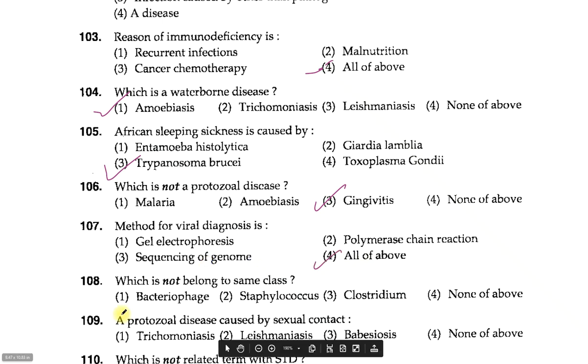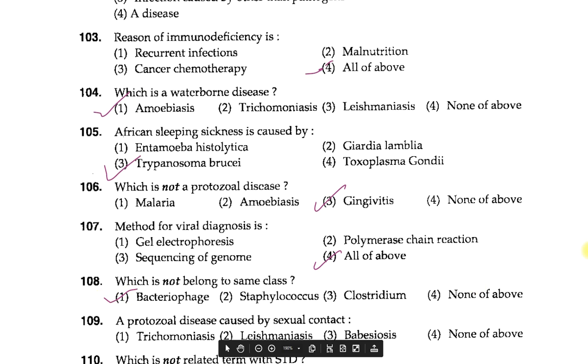Question number 108. Which does not belong to the same class? 1. Bacteriophage, 2. Staphylococcus, 3. Clostridium, 4. None of the above. Now this question is somewhat different and not very clear. So here 1 is bacteriophage, a virus, and 2 and 3, Staphylococcus and Clostridium, are bacteria. So viruses are different. So we can say option 1, bacteriophage, is the correct answer.